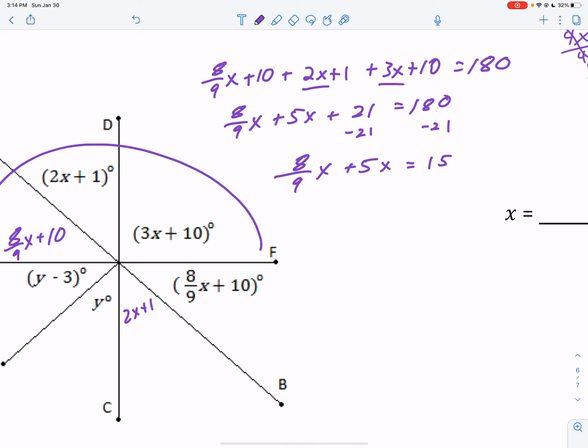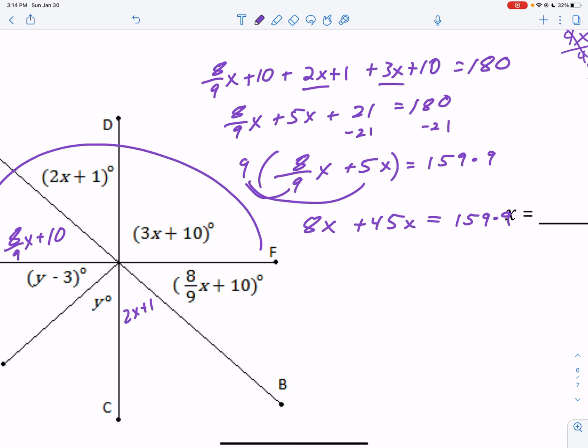So 159. Maybe I multiply both sides by 9. Maybe I like that way of doing it more. Doesn't really matter what you do, but when this distributes onto both of those, I get 8x when that 9 cancels with that. And then when it distributes onto this, I get plus 45x. I'll do my calculations at the end. 8x plus 45x is a solid 53x.